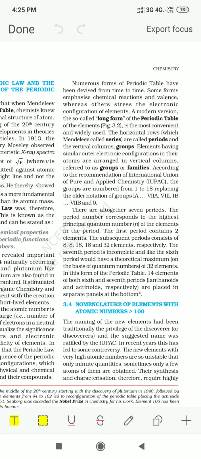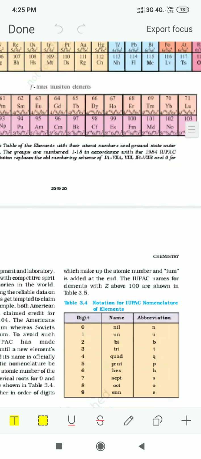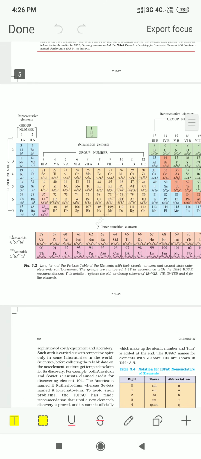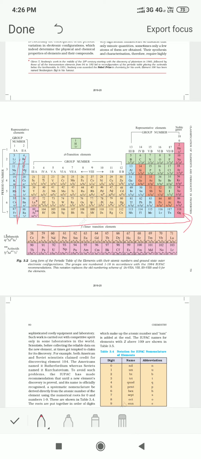Now if you look at the periodic table, this is the periodic table. If you look at the modern periodic table, you can see that there are 18 vertical columns. In the modern periodic table, there are 18 vertical columns. You can count them. There are 18 vertical columns.